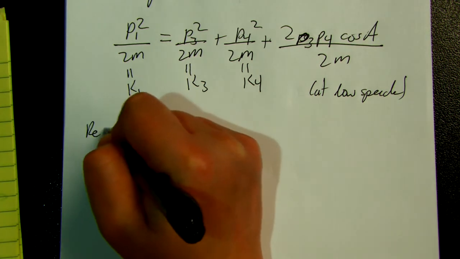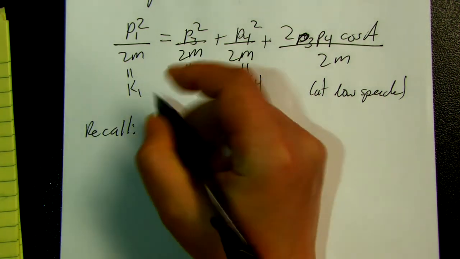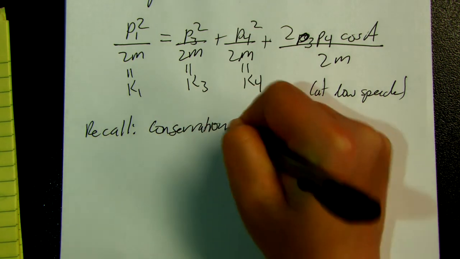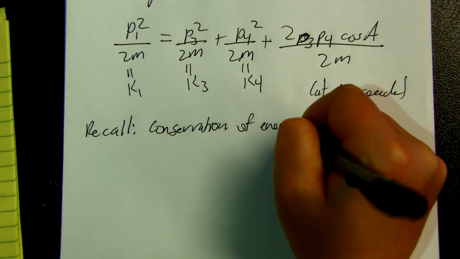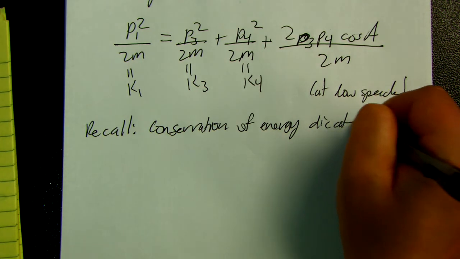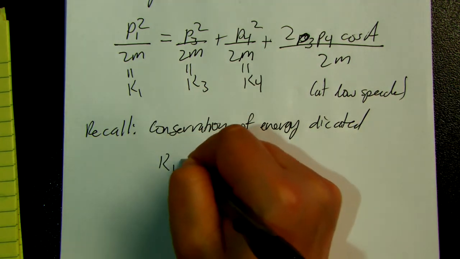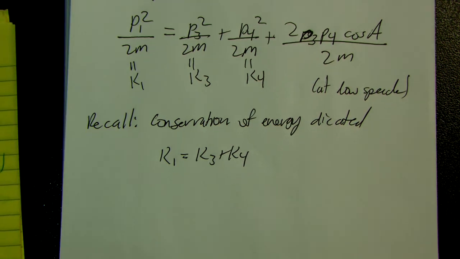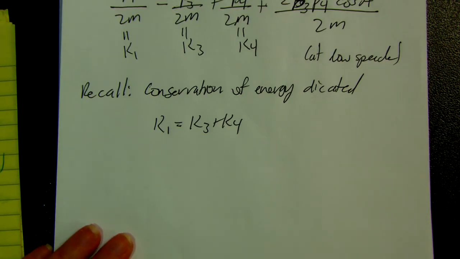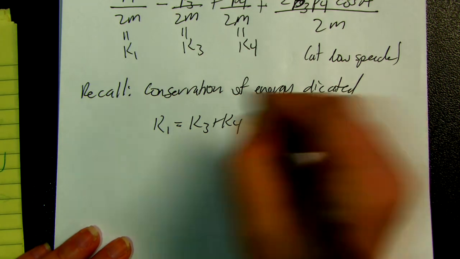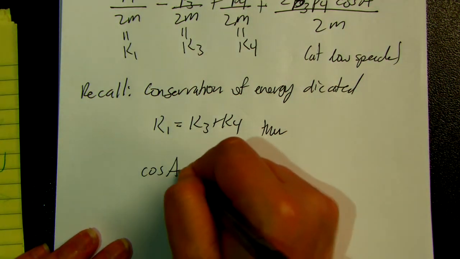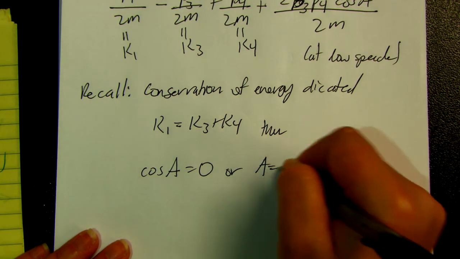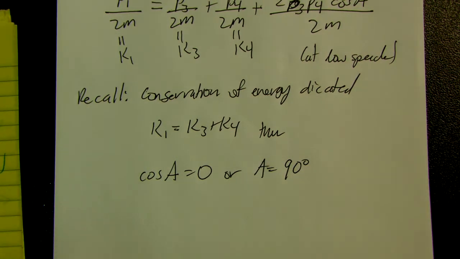Okay, so recall conservation of energy, which we're going to bring to play now, dictates K1 is equal to K3 plus K4. Remember, we stated it was elastic, so all we have is kinetic. Thus, cosine of A is equal to 0, or A is equal to 90 degrees.